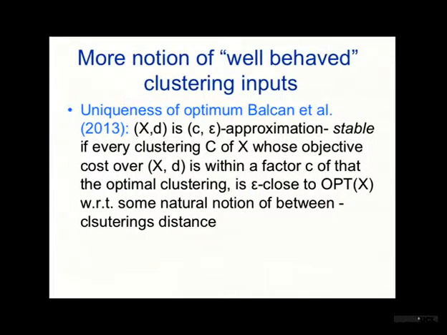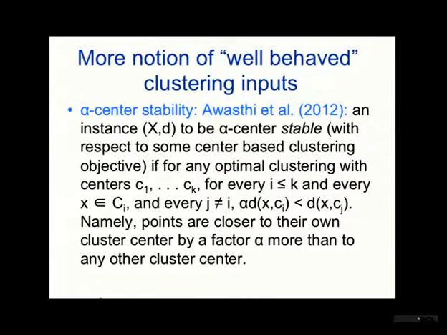This solution has cost which is very close to the optimal solution, but it is very far as a clustering. So this doesn't have a unique solution. Unique solutions are those instances for which, if you take any solution that has cost close to the optimum, it looks very similar to the optimum. So that notion was also proposed in this project.